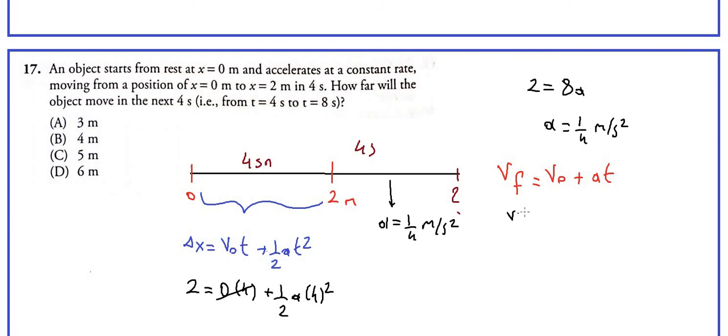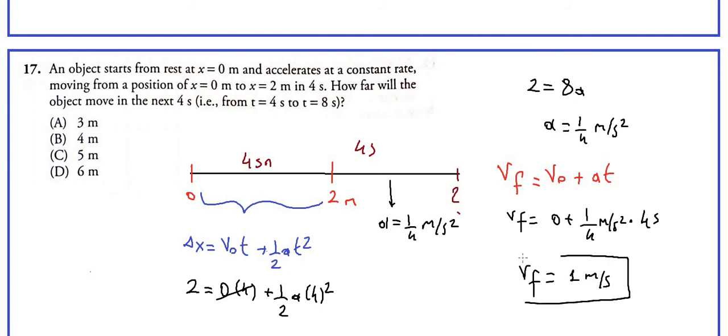So we know that the first velocity is 0. Acceleration we solved, 1/4 meter over second squared, and we have t, which is 4 seconds. So final velocity will be equal to 1 meter over second. So we know that the object is moving here with the velocity 1 meter over second. We know the acceleration, we know the time. Now we're going to solve for displacement from 2 to unknown.